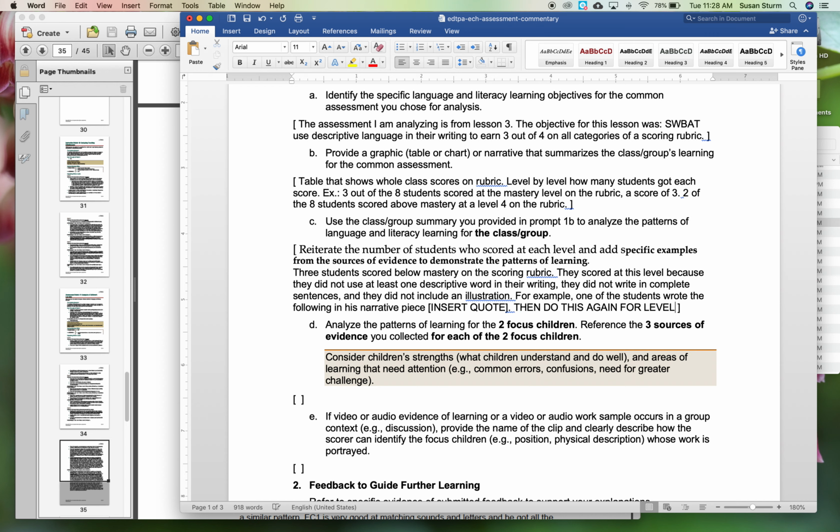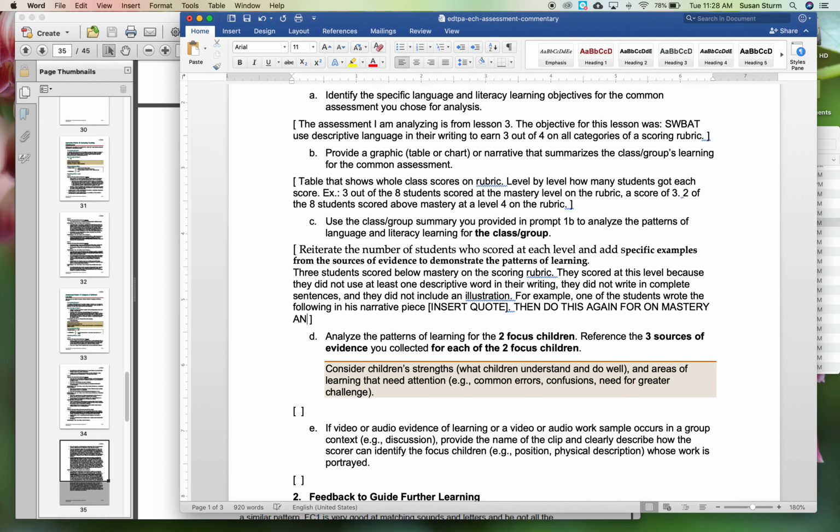for on grade level, on mastery, and above mastery. So basically you're going in and putting in how you know the students scored at the levels they did, listing off the things that are on your rubric, and then providing a good piece of evidence to demonstrate this pattern. So the patterns are that a bunch of students were below mastery, a bunch of students were on grade level, and a bunch were above. And the evidence for that is going to be direct quotes from their actual writing samples.